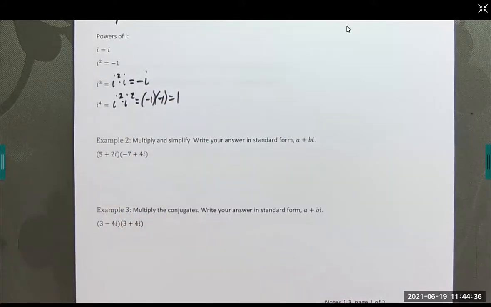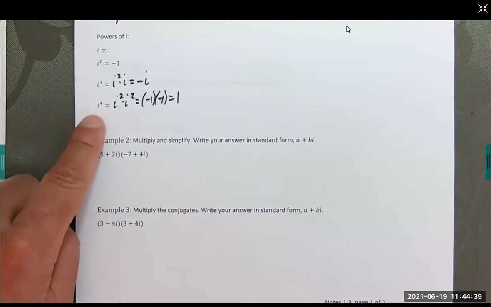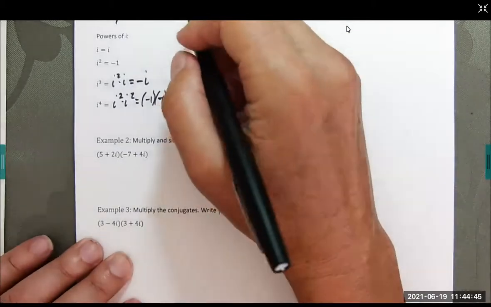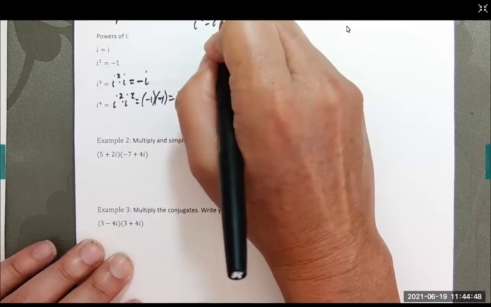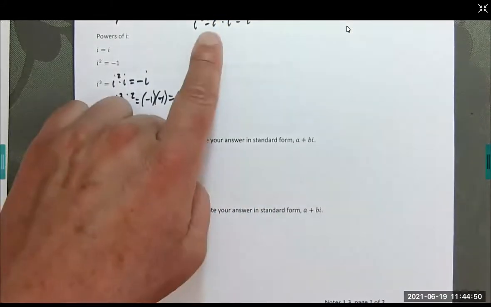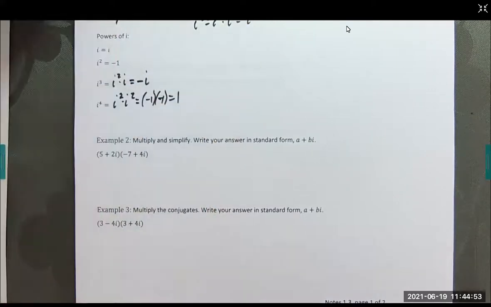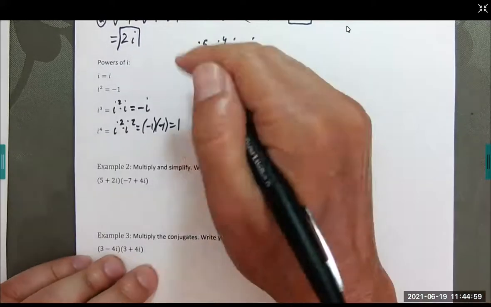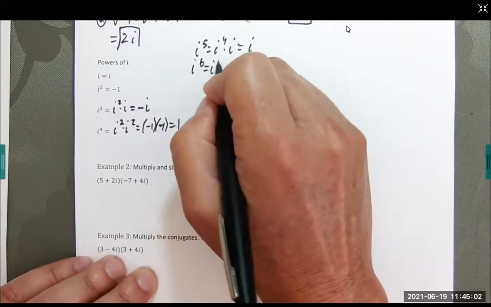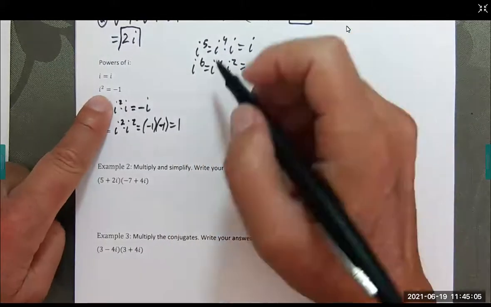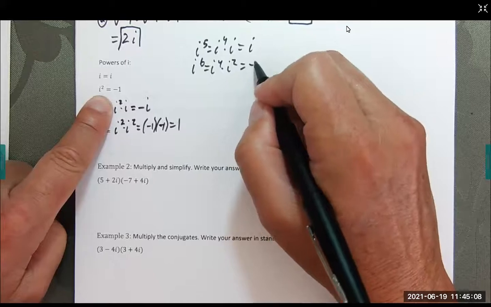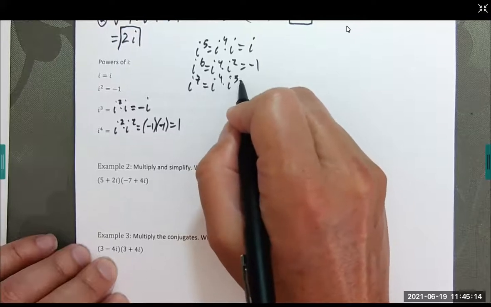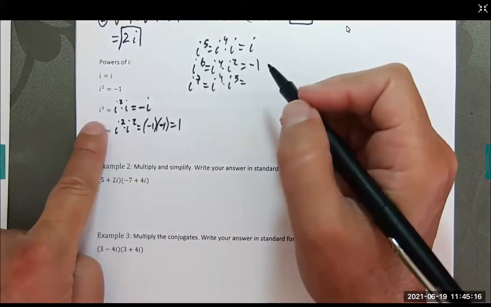Now this is a big deal. In fact, every power that's a multiple of 4 just becomes a 1. So for example, if I have i to the fifth, that's i to the fourth times i. That's just 1. 1 times i is just i. i to the sixth is i to the fourth times i squared, and I have i squared here. That's just 1 times -1, so i squared is -1. i to the seventh is i to the fourth times i to the third. That's just 1 times i to the third, which I have here, -i.